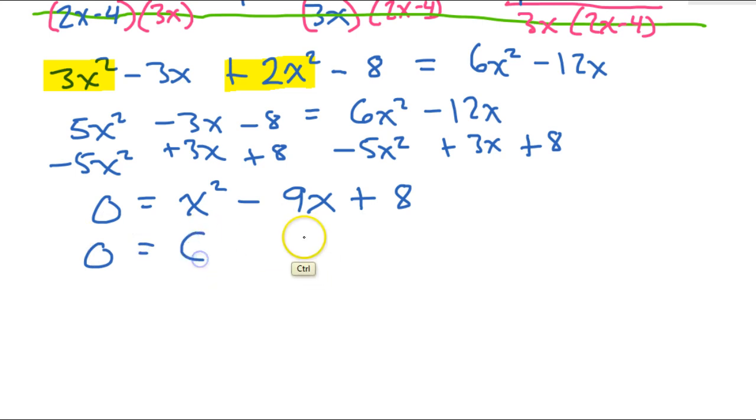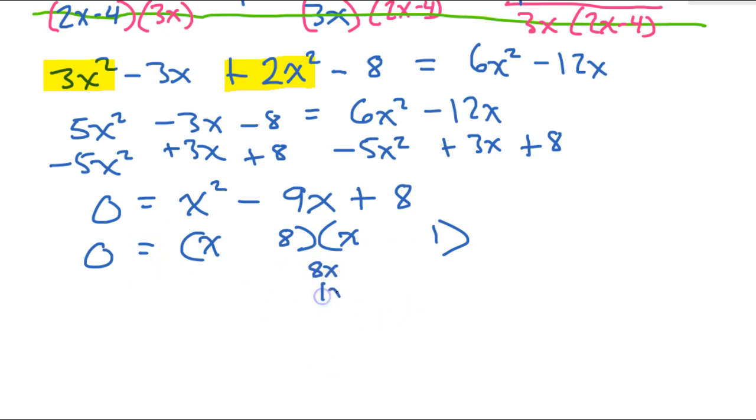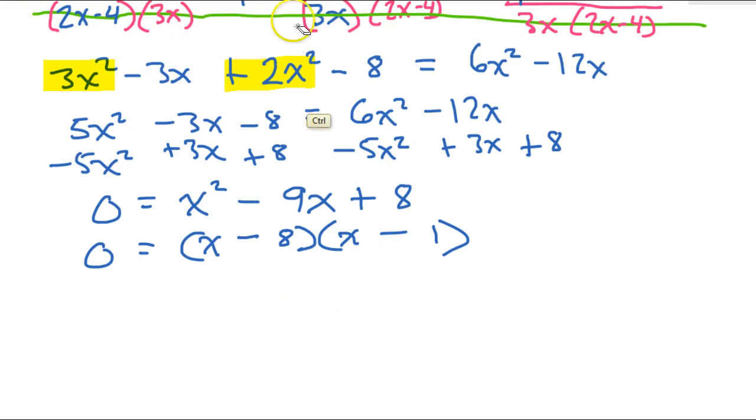Okay, so hopefully this is factorable. X squared is x times x. 8 is either 2 times 4 or 8 times 1. So that means inner I have 8x, outer I have 1x. I'm trying to get negative 9. That will happen if both of these are negative. And a negative times a negative is a positive. So that works for giving me positive 8 as well. So this is the correct factorization.